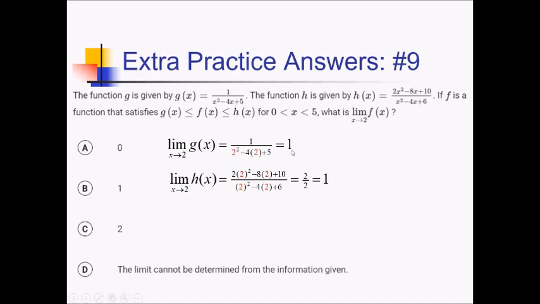Well, since these limits are exactly the same, that means by the squeeze theorem, the limit as x approaches 2 of f of x also has to be 1. Basically, since we're guaranteed f is between these two functions on an interval that x equals 2 is on, and these two limits are exactly the same, f has no choice but to have that limit as well, because it's got to be between or equal to these two functions. So that ends up giving us choice B.